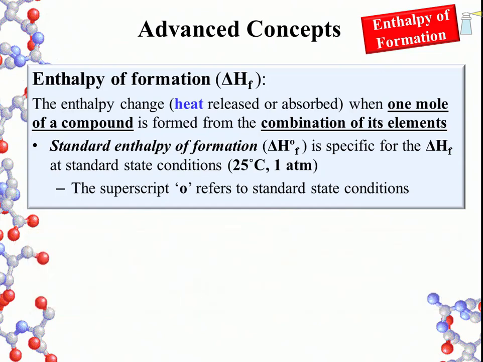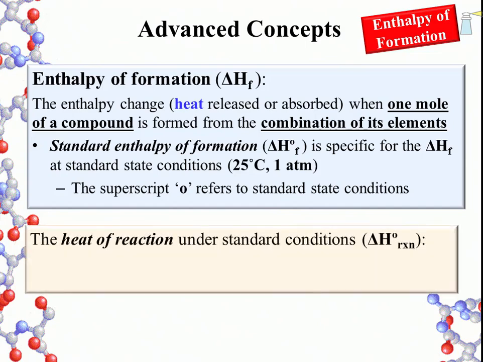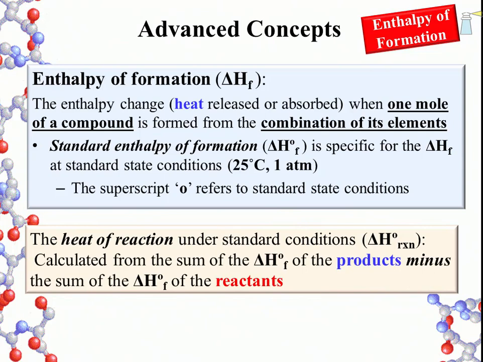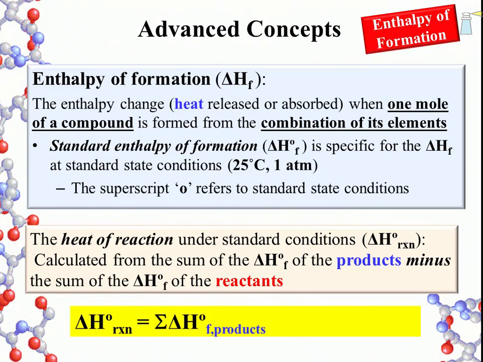The standard enthalpy of formation can be taken one step further. The heat of reaction under standard conditions, denoted by delta H° reaction, is calculated from the sum of the delta H°f of the products minus the sum of the delta H°f of the reactants. In a format similar to that seen with other state functions, heat of reaction under standard conditions is a sum of the standard enthalpy of formation for each of the products minus the sum of the standard enthalpy of formation for each of the reactants.